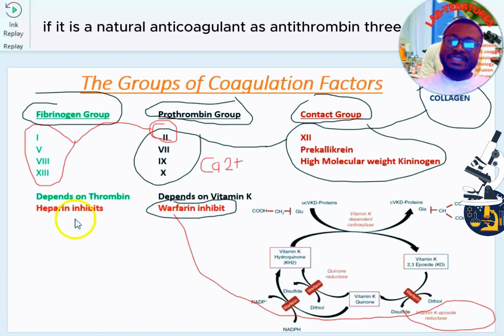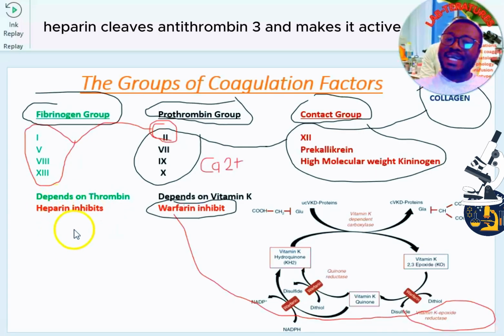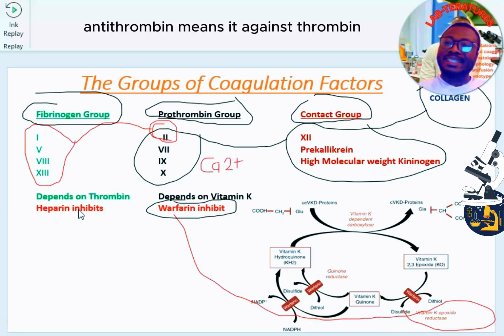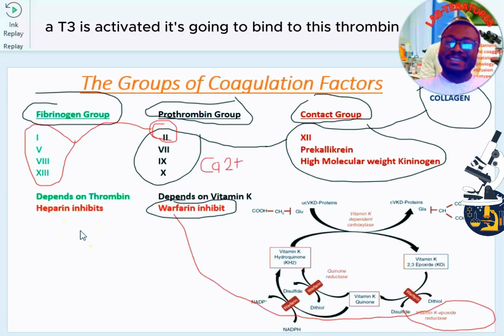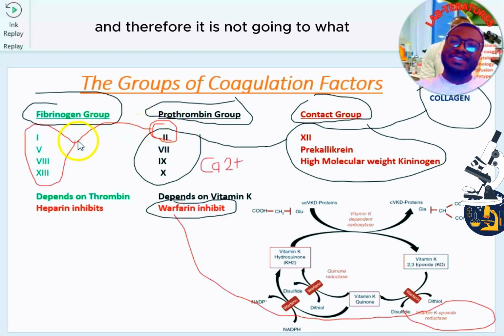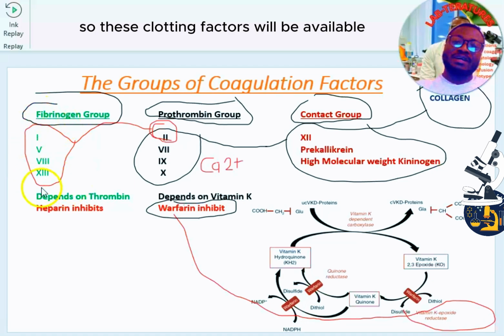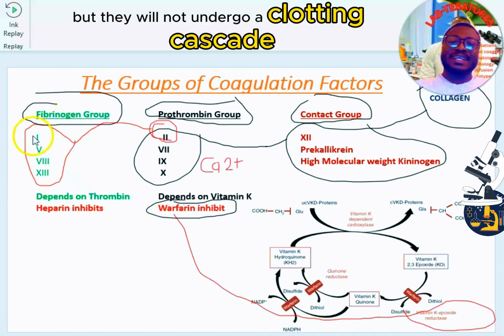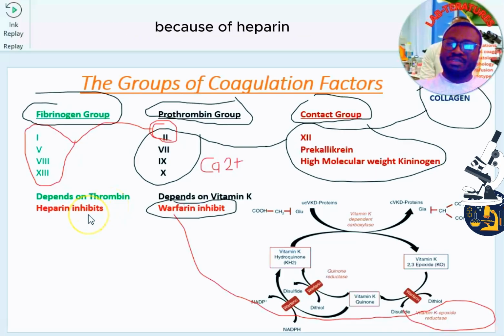Now, a natural anticoagulant such as antithrombin 3 is available in blood. Heparin cleaves antithrombin 3 and makes it active. Antithrombin means it's against thrombin. So in the presence of heparin, antithrombin 3, AT3, is activated. It's going to bind to this thrombin, and therefore thrombin cannot elicit its effect of activating these clotting factors. So these clotting factors will be available, but they will not undergo a clotting cascade because their activator has been gripped by antithrombin because of heparin.